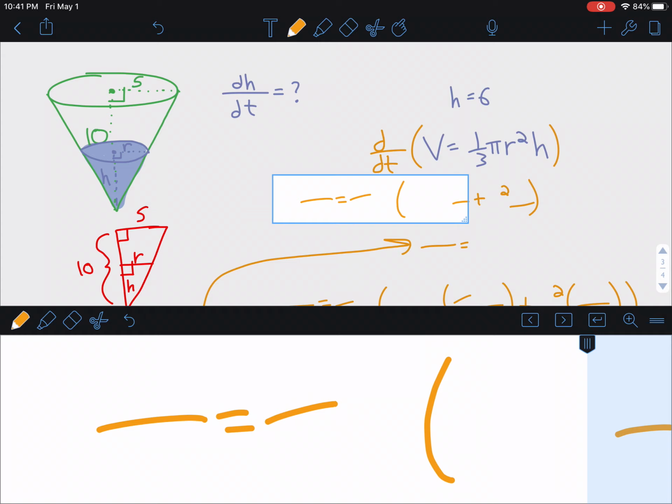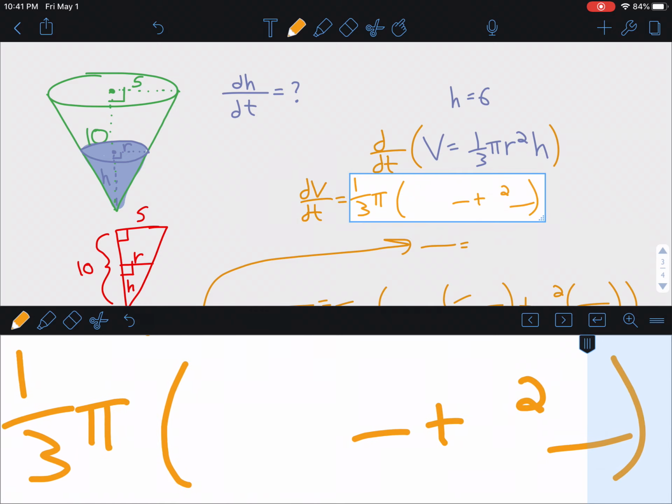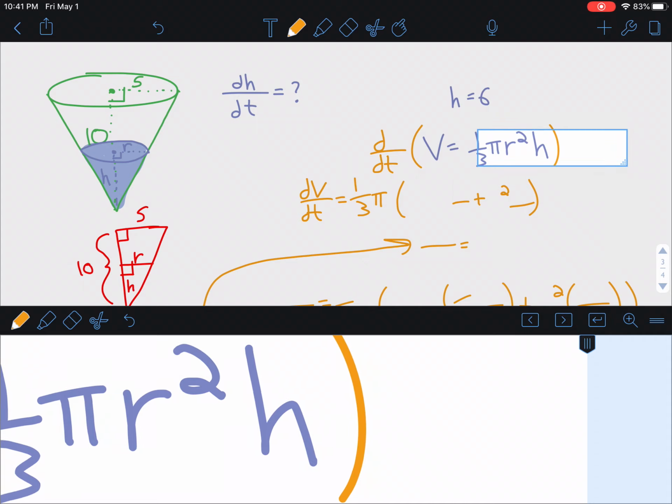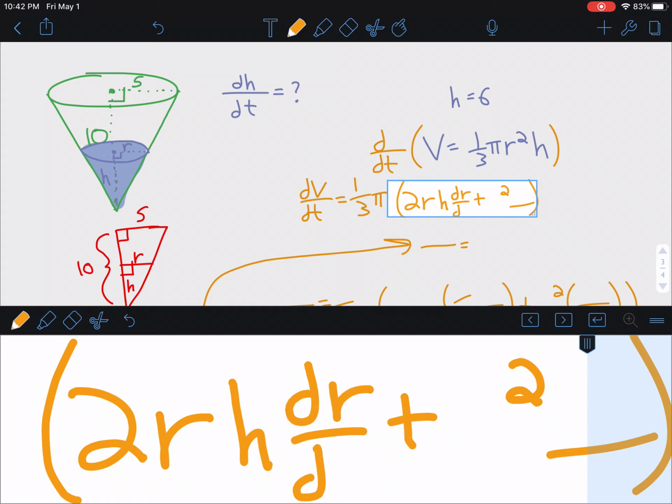So I just want to show you what that would look like. On the left-hand side, you would get dv dt. I'm going to leave the 1/3 pi outside of my product rule, and then I can distribute it in at the end. But for r squared times h, you have to use the product rule, okay? So I'm going to take the derivative of the r squared term first, so that would be 2r. The h is going to stay, but since I took the derivative of r, I need to multiply by dr dt.